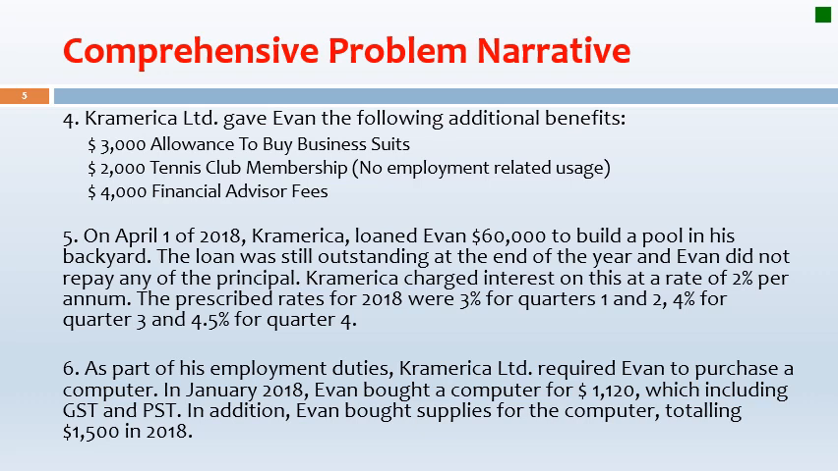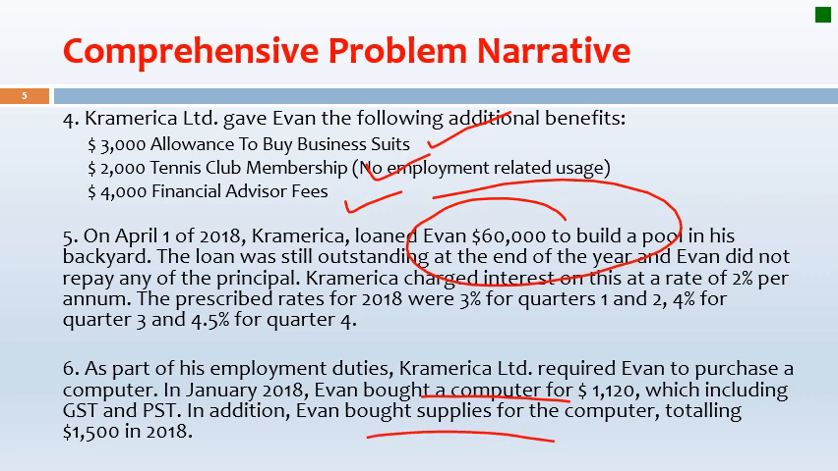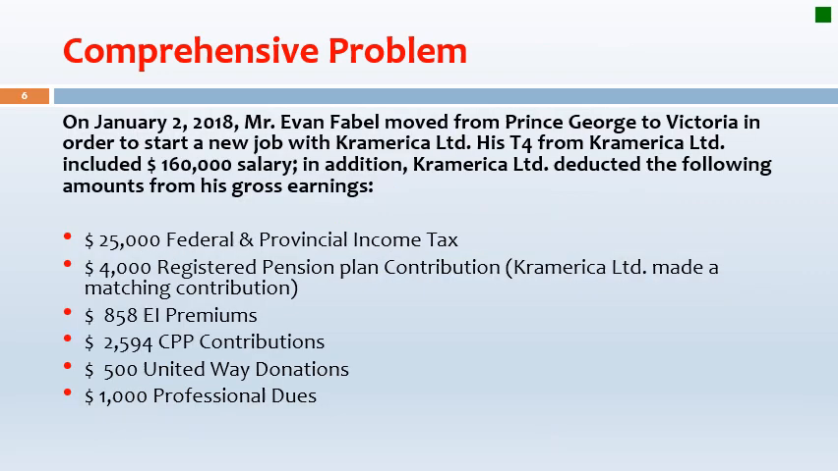Evan was also provided with a few additional benefits by Cramerica, including some suits, membership to a tennis club, and some advisory fees for a financial advisor. It looks like Evan was also loaned $60,000 to build a pool by his employer. Pretty nice. And he was required to buy a computer and some supplies for the computer. So we're going to evaluate how each one of these things affects his employment income, if at all. We'll go through this narrative item by item and decide what, if anything, we have to do with each one.